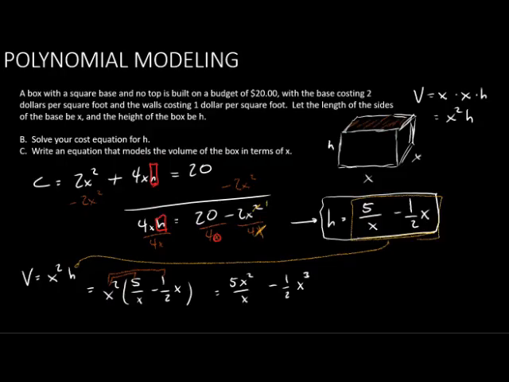Then we can cancel down the 5x squared over x. Once again, we'll knock one power off the x squared to change it to first, and then cancel out the x on the bottom. This means our volume will now equal 5x minus 1/2 x to the third. This will be the equation for the volume of that box.